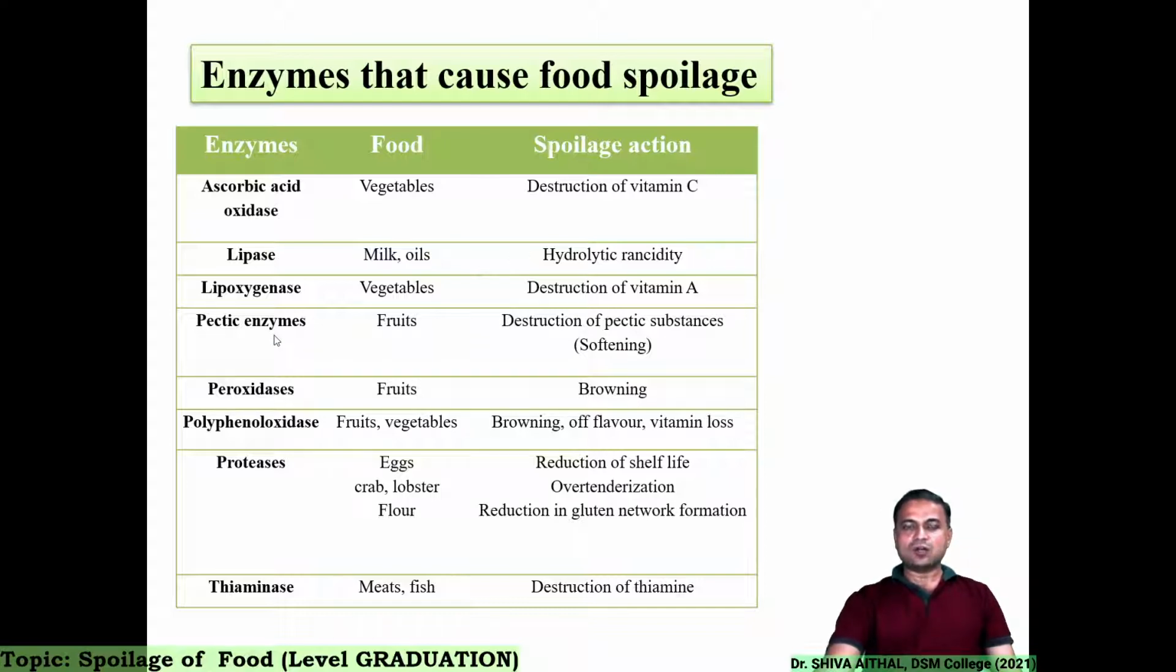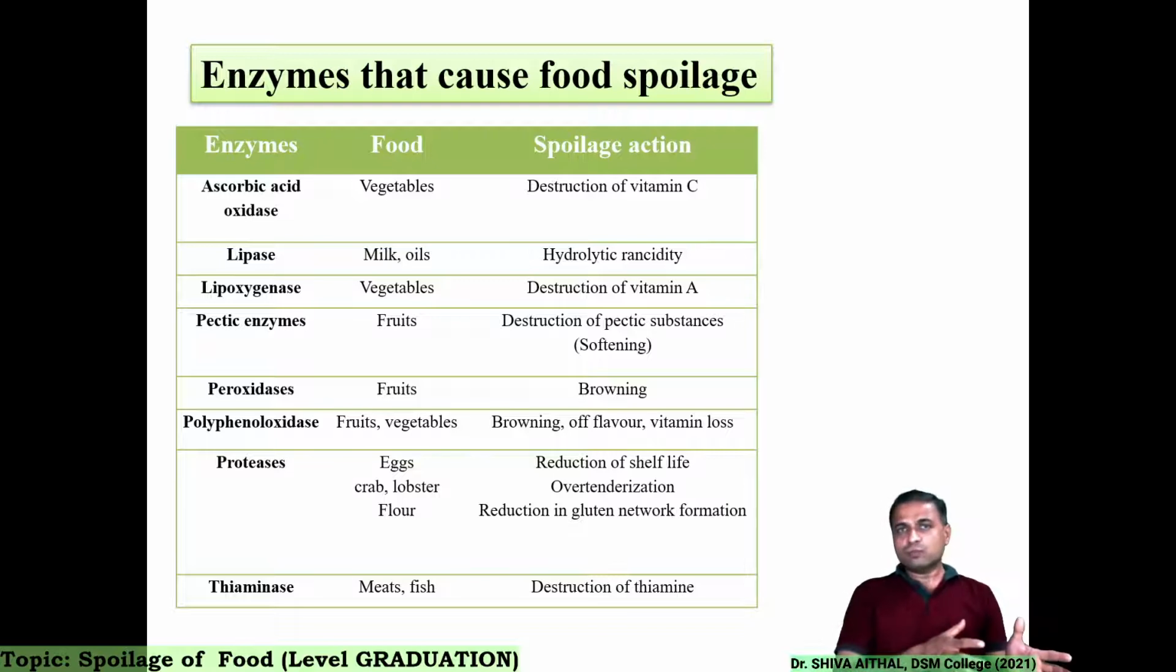Pectic enzymes act on pectin present in fruits, and destruction of pectin results in softening. The tomato picture which you just saw can be one of the reasons for softening, that is, destruction of pectin due to pectic enzymes. Then peroxidases result in browning of fruits. Polyphenol oxidases result in browning, off flavor and vitamin loss in fruits and vegetables. Proteases are enzymes which destroy the proteins present in foods like eggs, crab, lobster, and wheat flour, which contains protein that is acted upon by proteases.